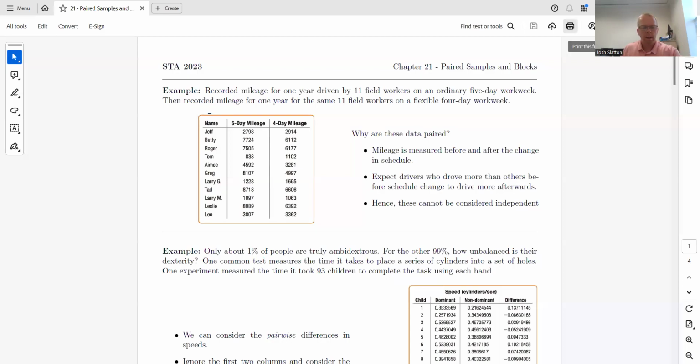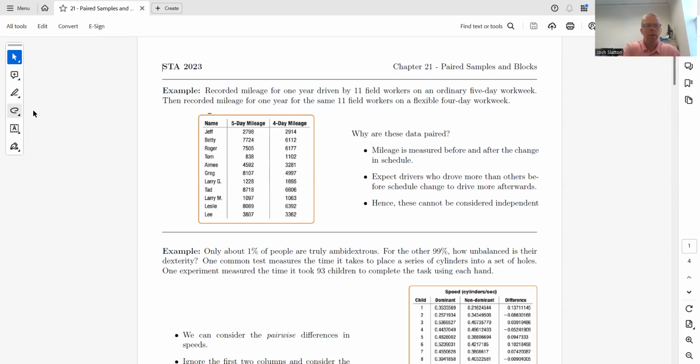All right, so we're on the last chapter for this course. This chapter 21 is called Paired Samples and Blocks, although we're not going to be looking at the blocks portion. This really is the last section. We'll skip that part. So we're just mainly looking at the paired samples.